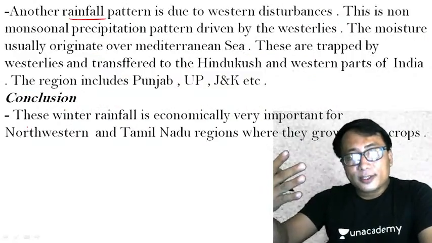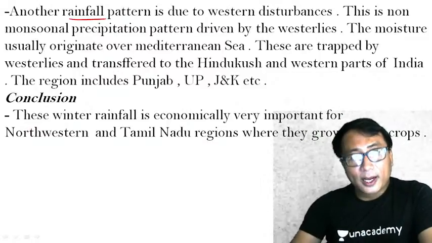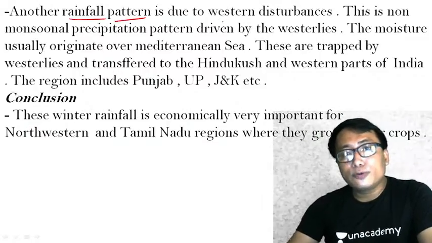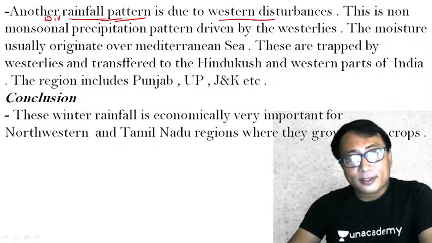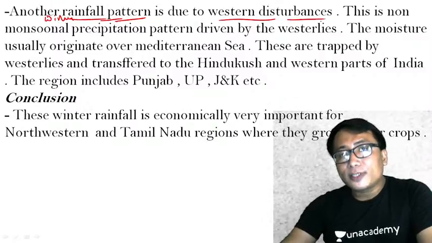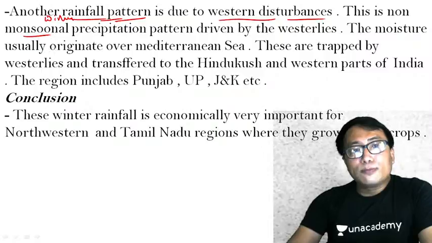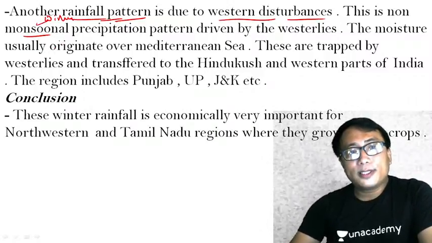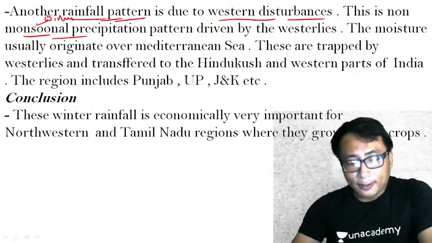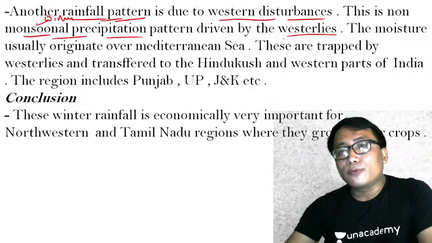Another rainfall occurs in the northwestern part of India, which I am going to explain here. Another rainfall pattern is due to western disturbances. This is a winter rainfall pattern. Now, this is a non-monsoonal precipitation, which means it has nothing to do with monsoon. It is a non-monsoonal precipitation pattern driven by the westerlies.